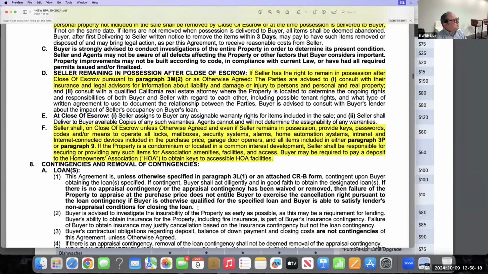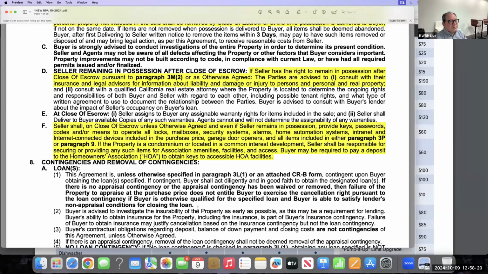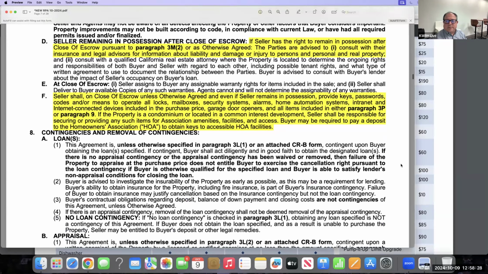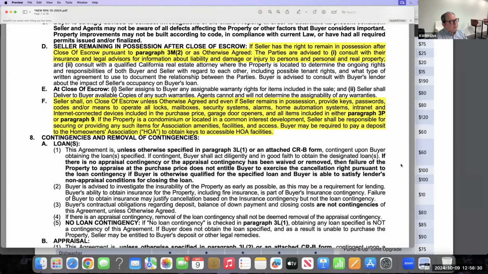JJ, I'm sorry, I have a question about the insurance. It said the property condition is contingent upon the buyer being able to get the insurance. It doesn't say at what rate. Doesn't say what price, or what the coverage is.